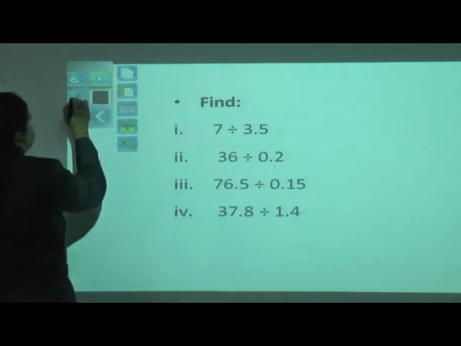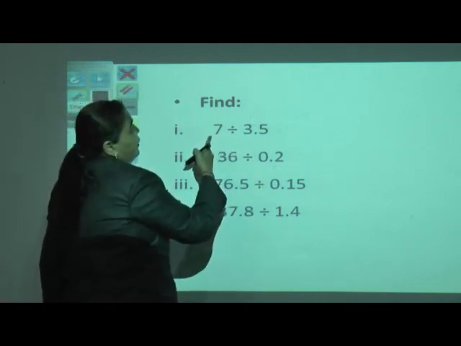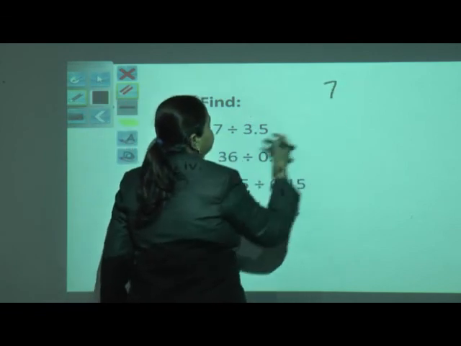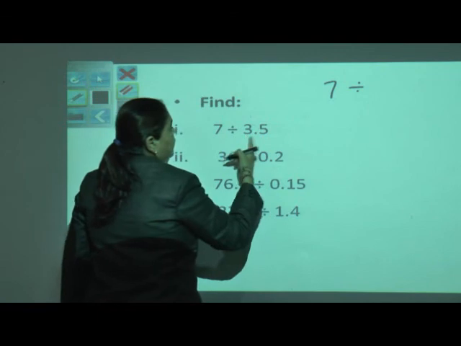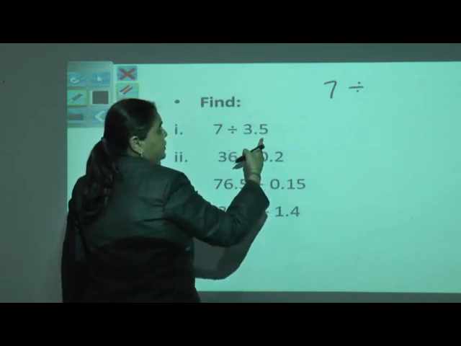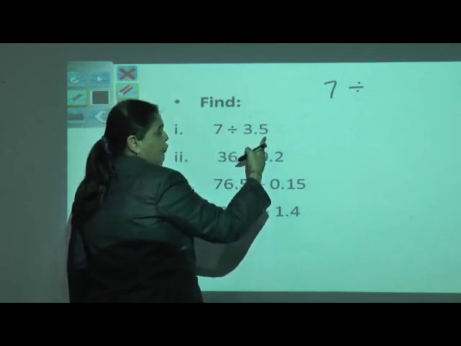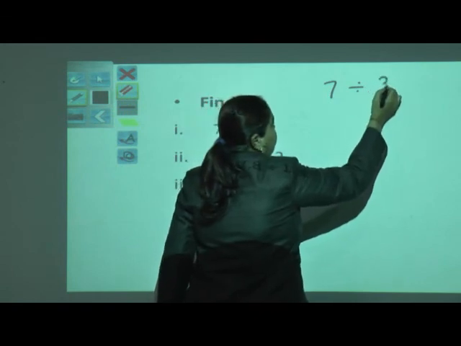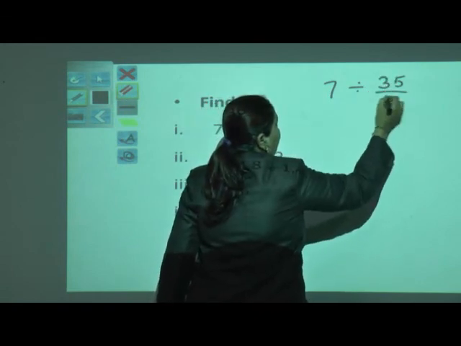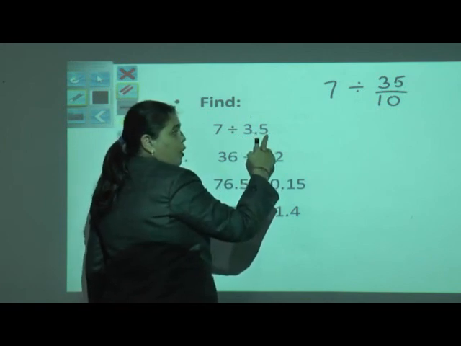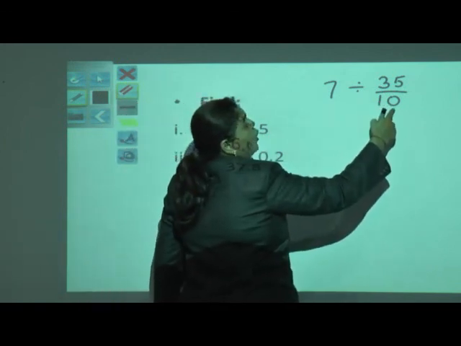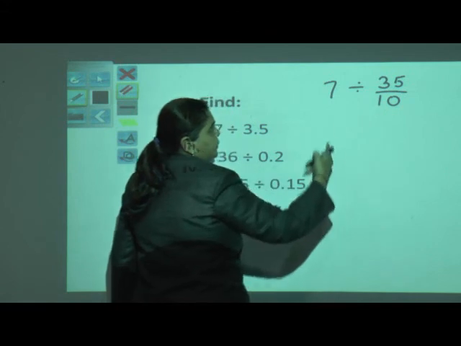What will be the steps here? We will write 7 as it is, and I will write a division sign. This is given in decimal form, so I have to make it into fraction form. So it will be 35 upon 10, because after the decimal I have only one digit, so I have to write only 1 zero. I will make it 10.